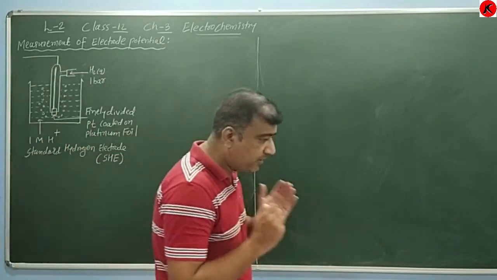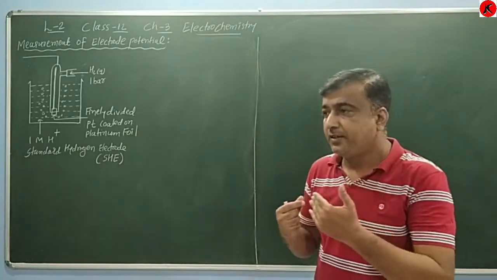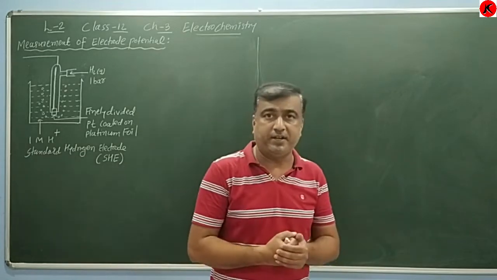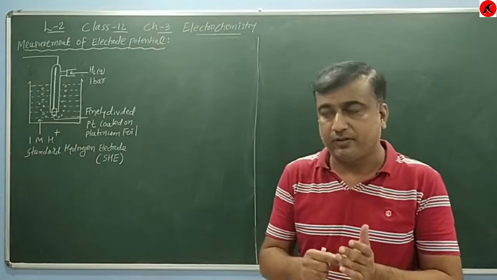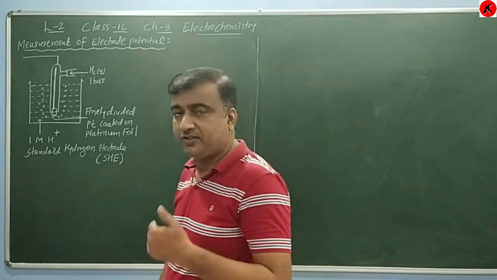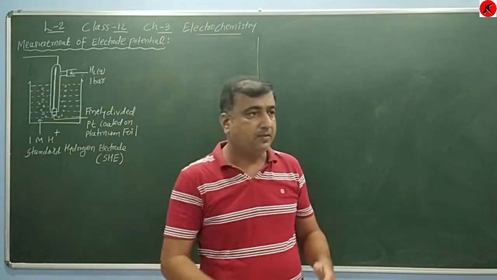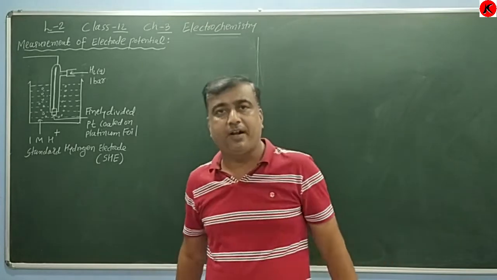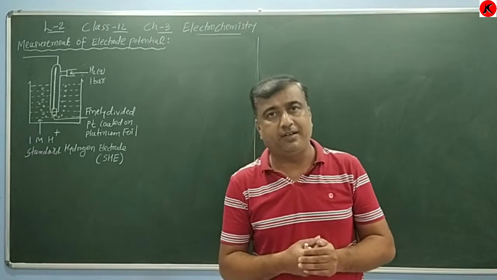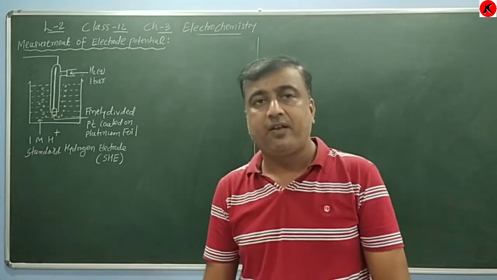In the last lecture we discussed the electrochemical cell by taking the example of a Daniell cell. We also know the definitions of electrode potential, cell potential, and EMF. This works based on the redox reaction. Now the question is how to measure the electrode potential.